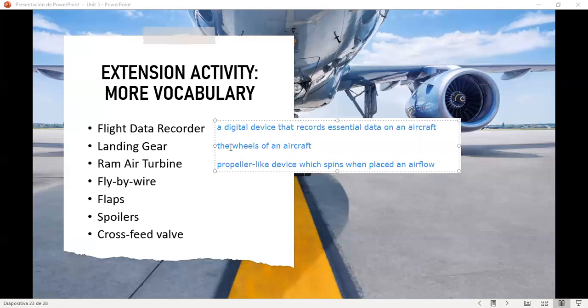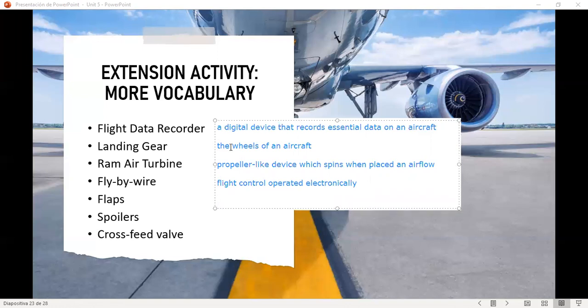Then we have fly-by-wire. I understand fly by wire as electrical lines or electrical wires. Exactly. They are the flight controls that are operated electronically, rather than being mechanical.